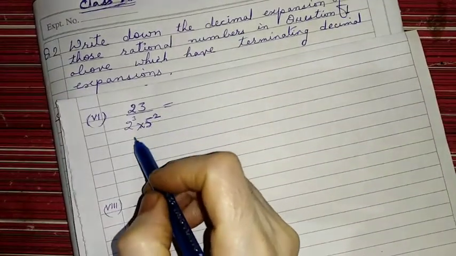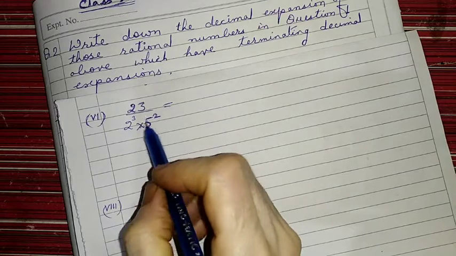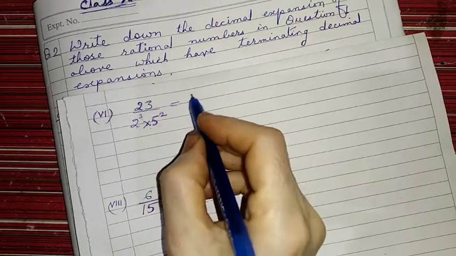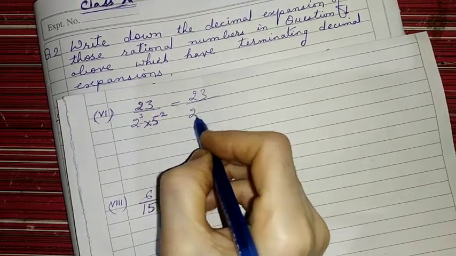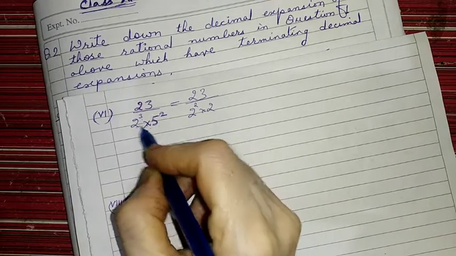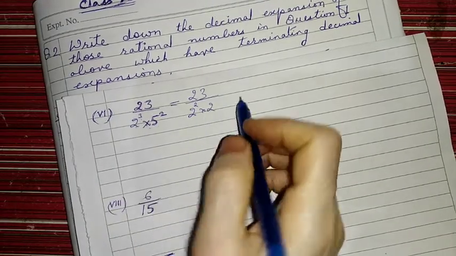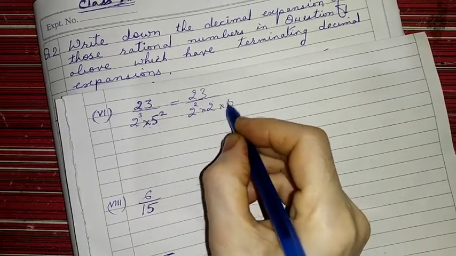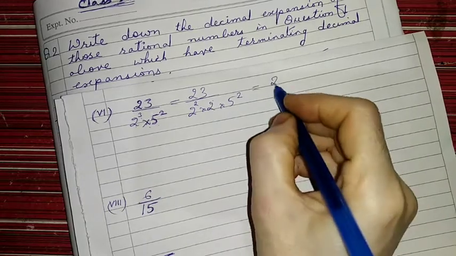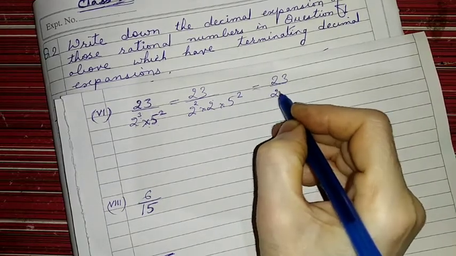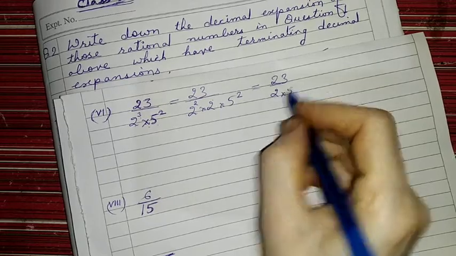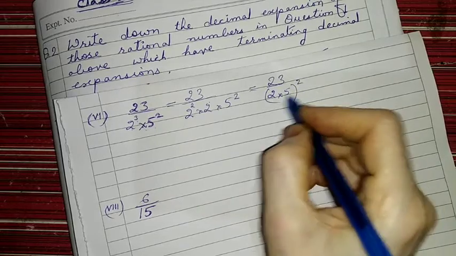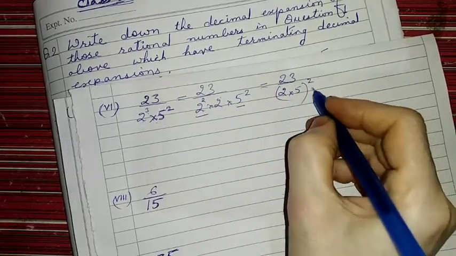Now 23 divided by 2 to the power 3 into 5 to the power 2. So split this: 23 divided by 2 to the power 2 into 2, because if you add the powers, 2 plus 1, you will get 2 to the power 3. And 5 to the power 2. See, 23 divided by (2 into 5), because both numbers have the same power. So you can write it this way, (2 into 5) to the power 2, and 2 is left.